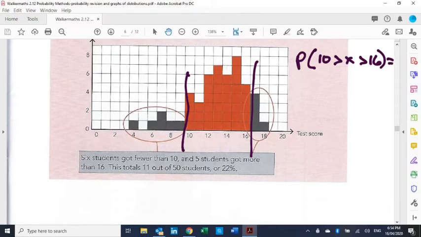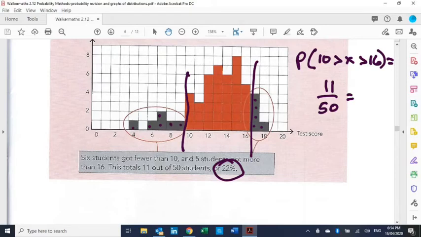So you'll simply count those up. Again, we know that there are 1, 2, 3, 4, 5, 6 from that side, 7, 8, 9, 10, 11. So it's 11 out of the 50 students. And they simply change that into a decimal and then change that decimal into a percentage.